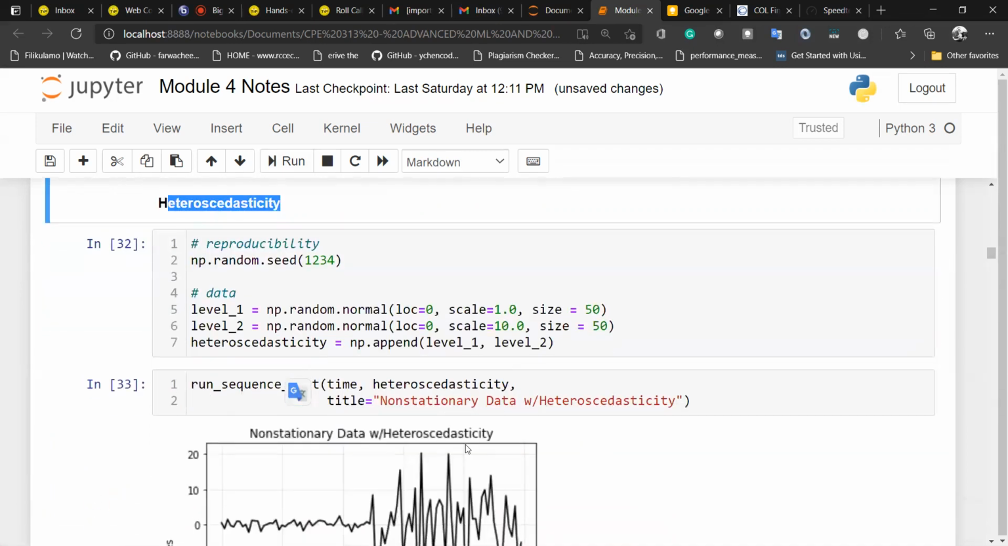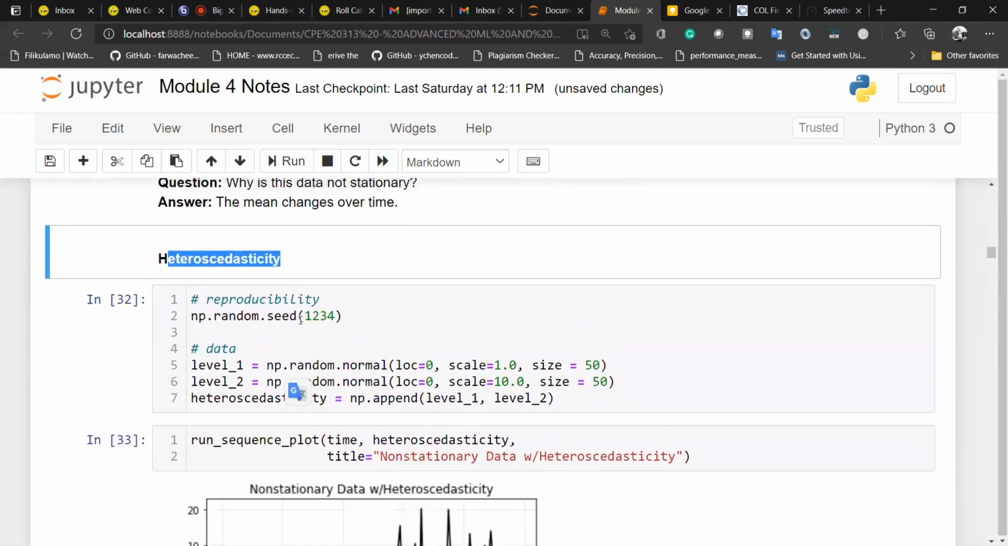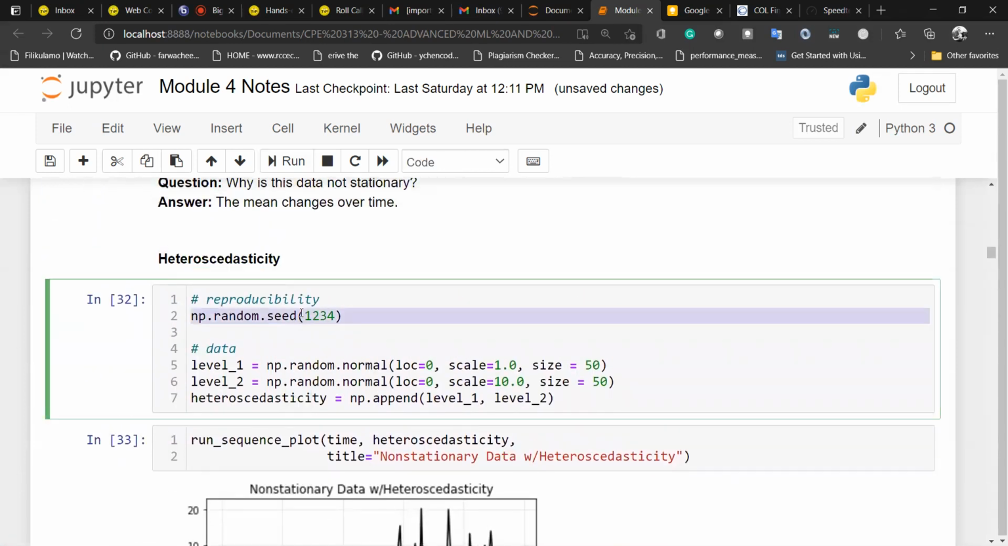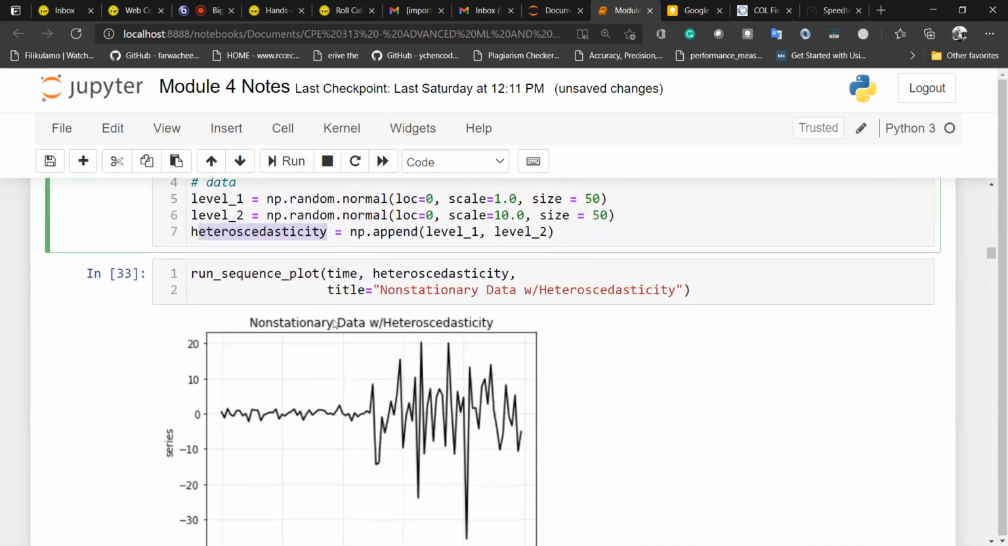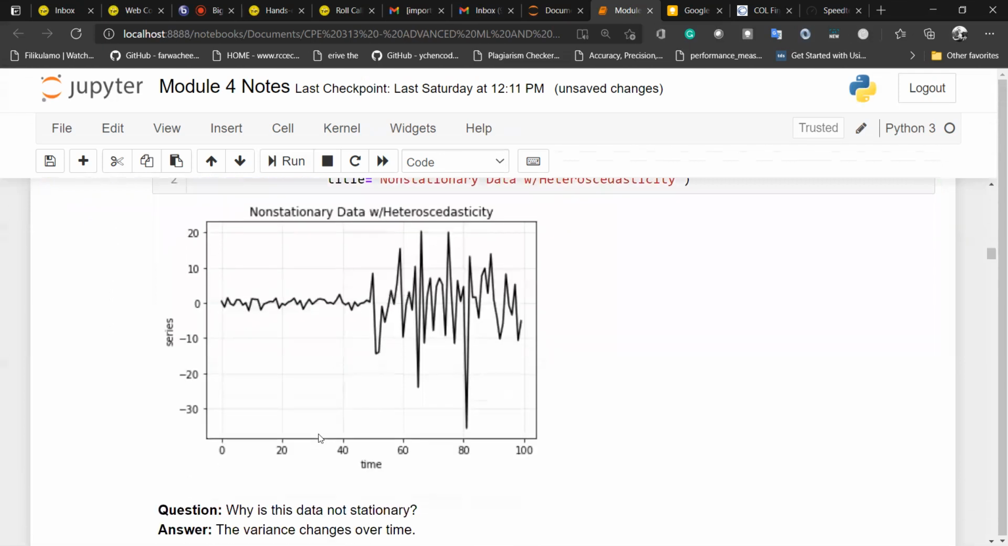We can do that by, again, taking random samples, values 1, 2, 3, 4. And then we create random data of level 1 and level 2. And then for our heteroscedasticity, we append both of the data that we created. Then we run the sequence plot. Now we can see here that this part is level 1 and the other part is level 2. So you can see now that we have non-stationary data with heteroscedasticity.